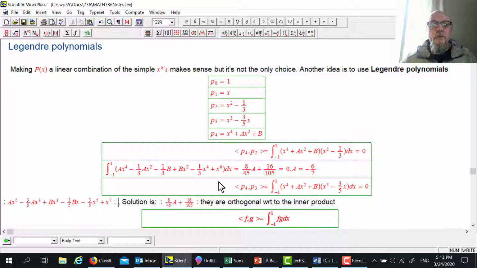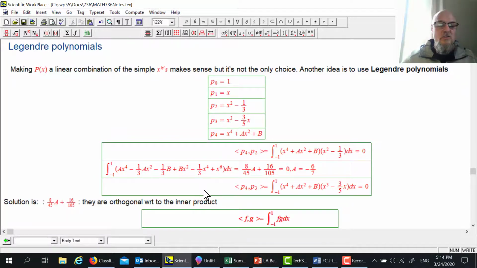If you have two polynomials, and one's odd and one's even, when I multiply them together, I'm going to get all odd powers, and then when I integrate them, they're going to be all even, so I'm always going to end up getting 0. So that doesn't give me an equation with a and b in it. So P4 is already, just because it's even and P3 is odd, already orthogonal.